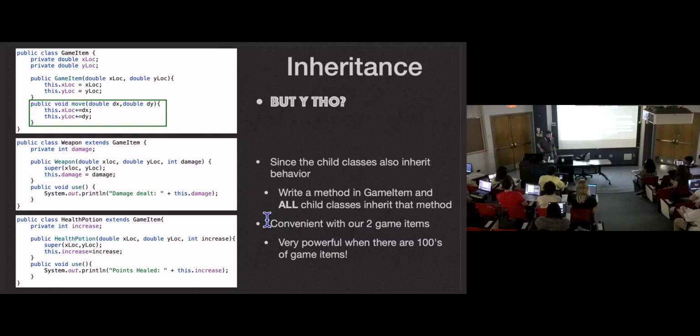Would the sword constructor have super X location, Y location? If I had sword extends weapon, in the sword constructor I would have to say super X location, Y location, and I'd have to give it a damage. I'd have to call all three, give all three parameters.